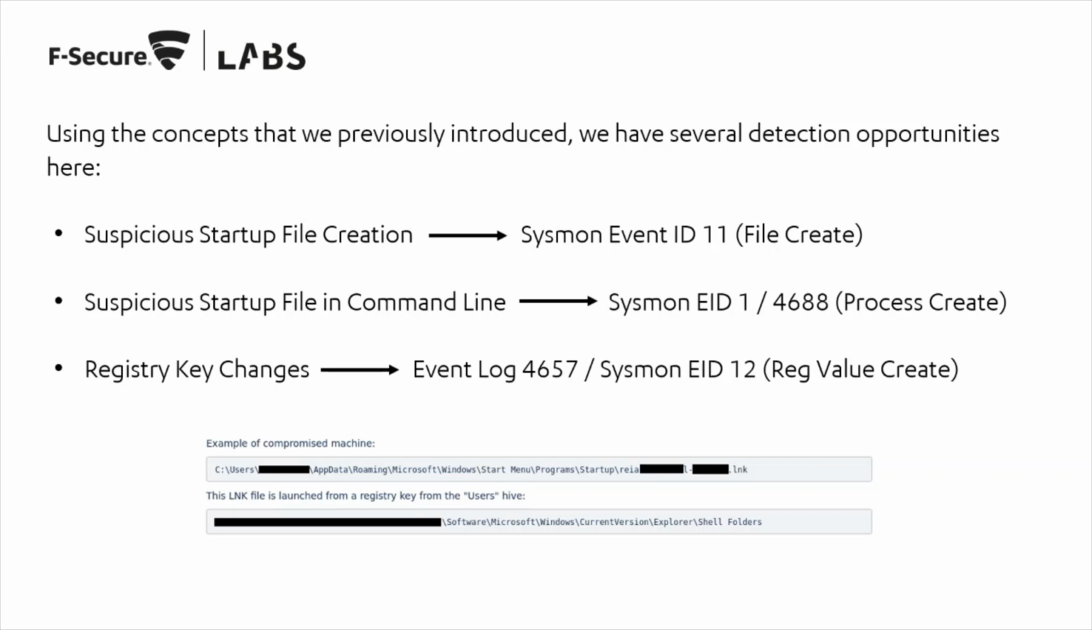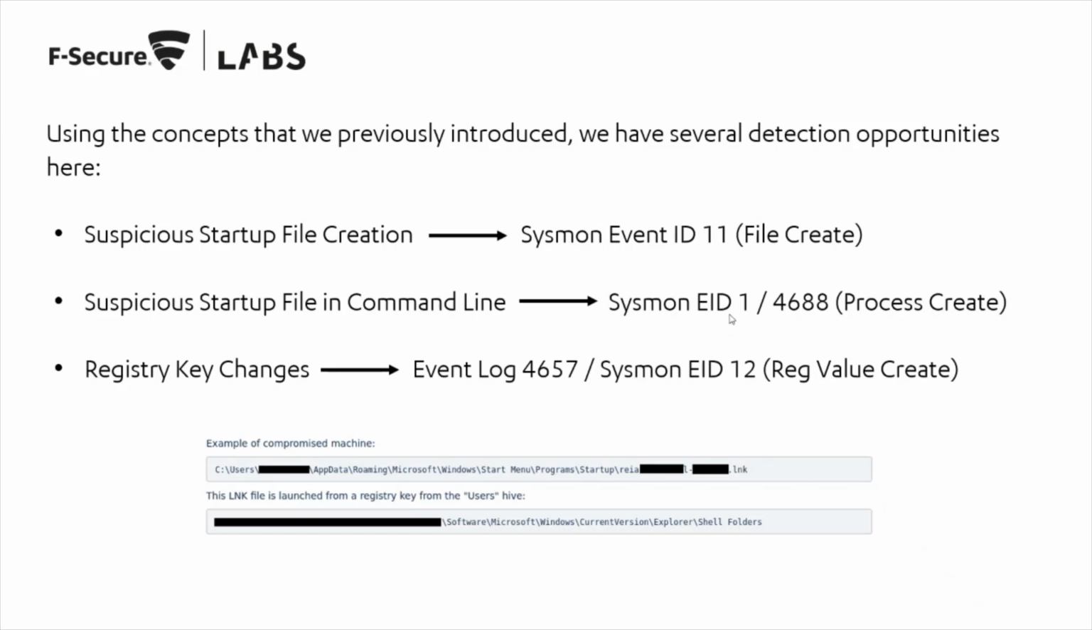Event ID 11 is the event for file creation. Again, you can correlate that with other sources or other data, for example, monitoring for that startup folder. It's a really well-known technique, so there are a lot of rules that you can feed your SIEM, and there are a lot of ways this detection can be carried out.